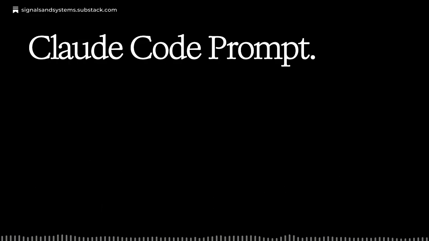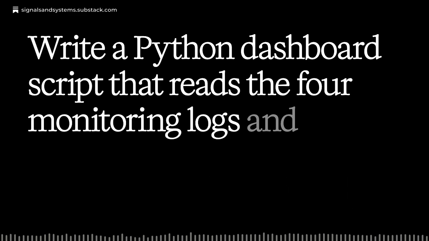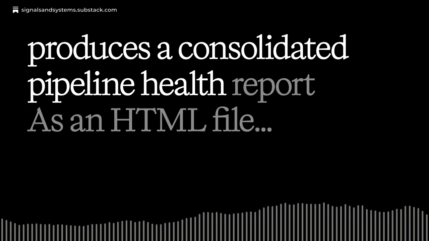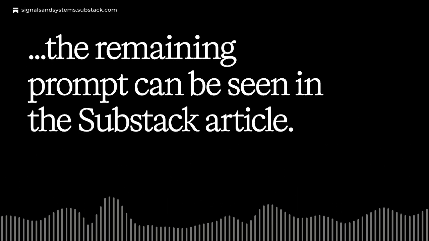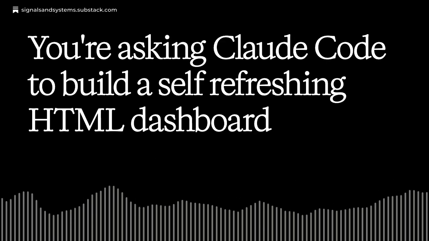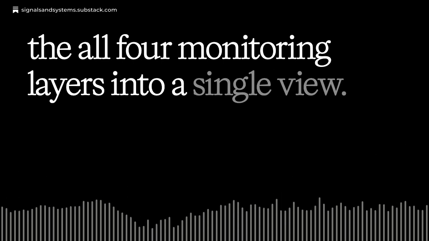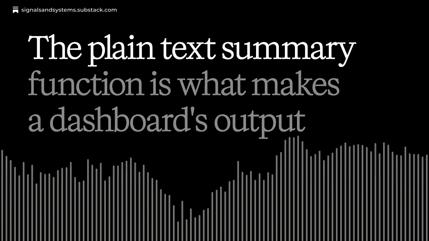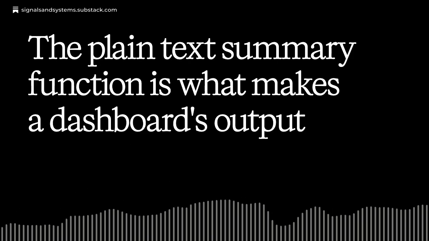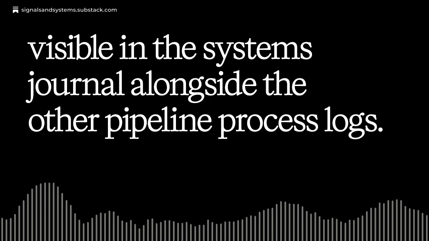Cloud Code prompt. Write a Python dashboard script that reads the 4 monitoring logs and produces a consolidated pipeline health report as an HTML file. The remaining prompt can be seen in the Substack article. You're asking Cloud Code to build a self-refreshing HTML dashboard that consolidates the operating picture from all 4 monitoring layers into a single view. The plain text summary function is what makes the dashboard's output visible in the system's journal alongside the other pipeline process logs.